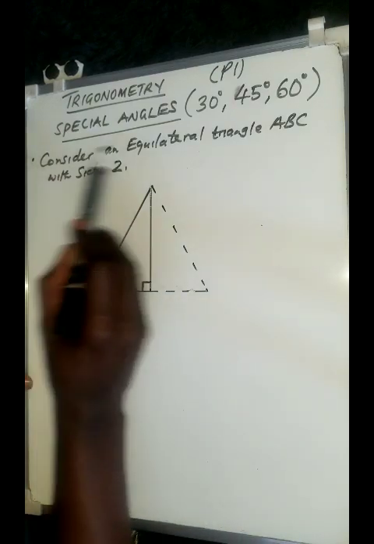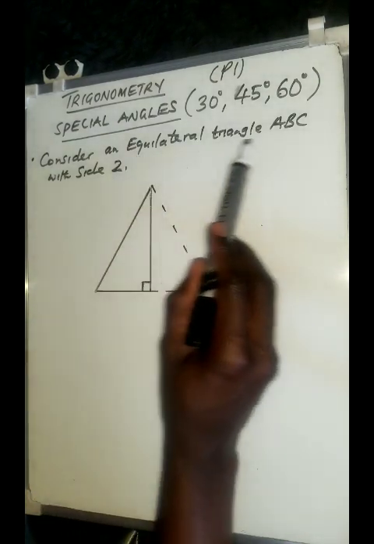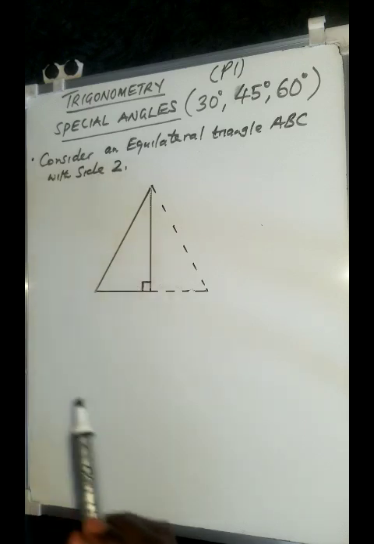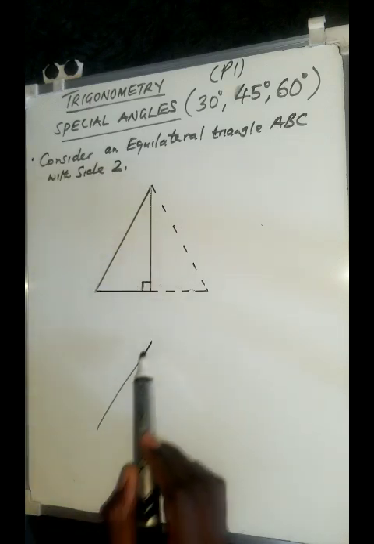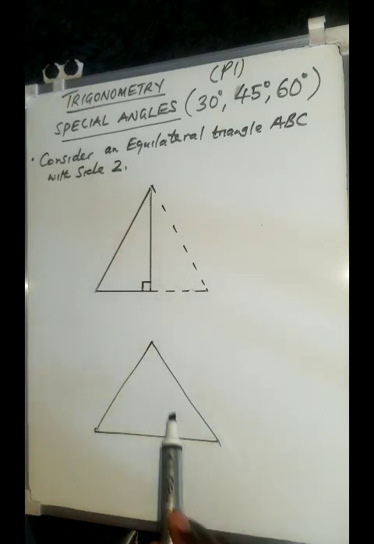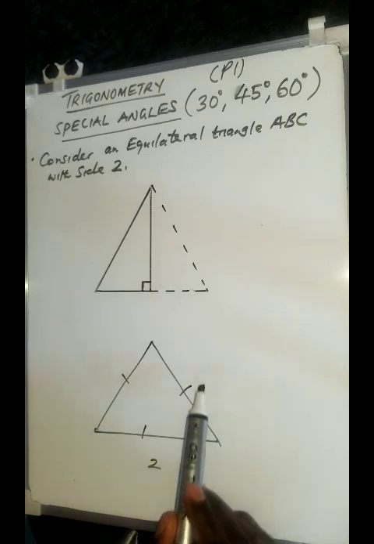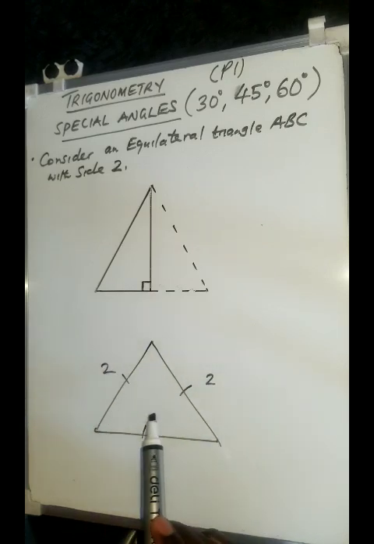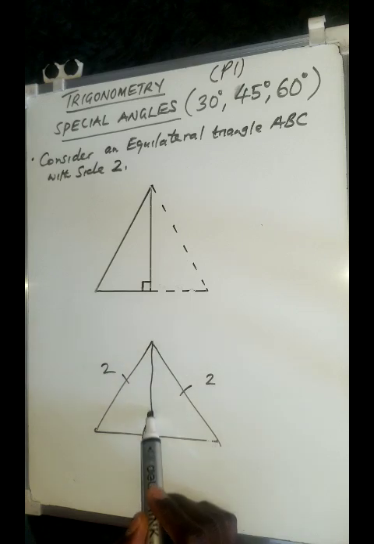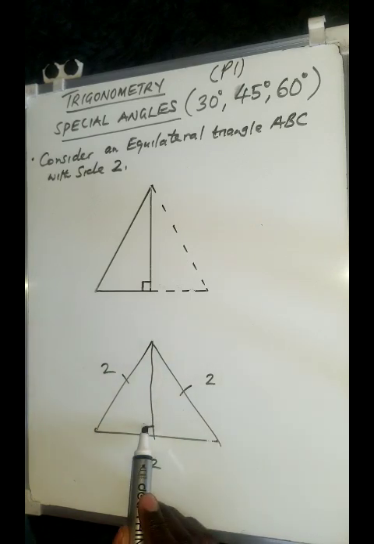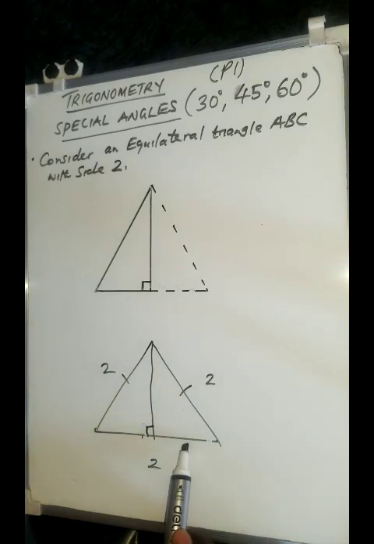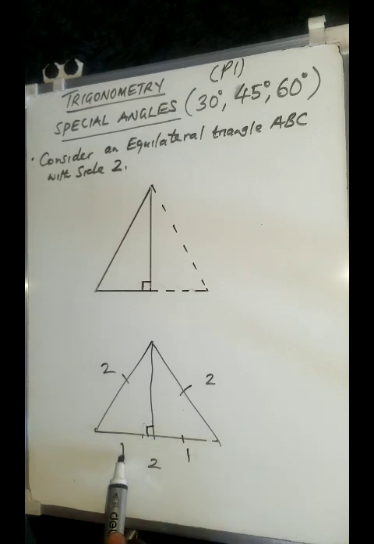Now in the first instance I want you to consider the equilateral triangle ABC, which has side 2. Remember, an equilateral triangle is a triangle where all the sides are the same. So imagine this side is 2, this side is 2, and that side is 2. If we cut it halfway there, you are going to create a 90 degrees. So this side will be divided into two equal parts, so you have a 1 and a 1.